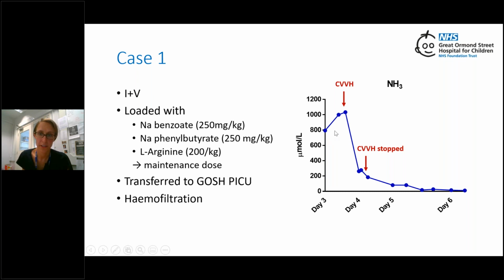So he initially presented to the local hospital when his ammonia was just below 800. And by the time he reached Great Ormond Street, you can see that it had risen even above 1,000. And this was when hemofiltration was started. And you can see that the hemofiltration led to a significant drop in the ammonia, actually within 24 hours. And we were able to stop hemofiltration the following day.